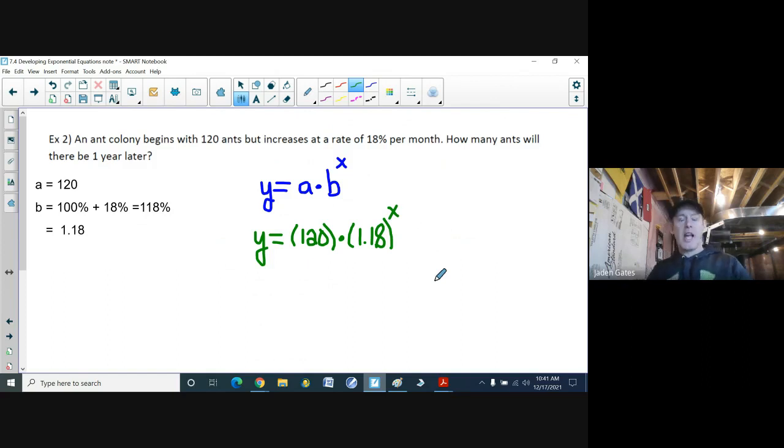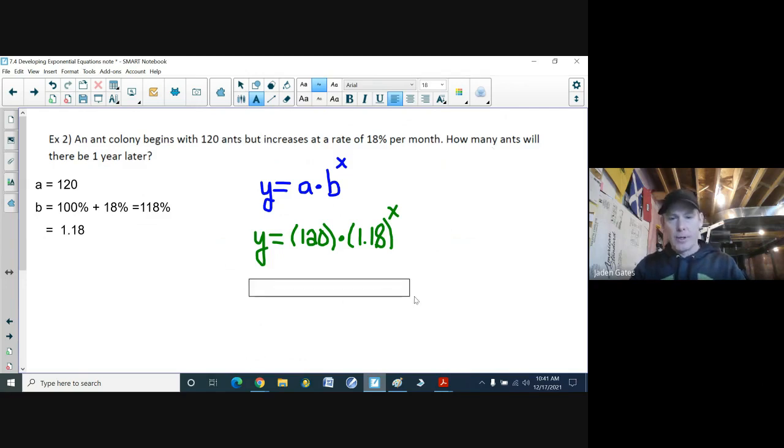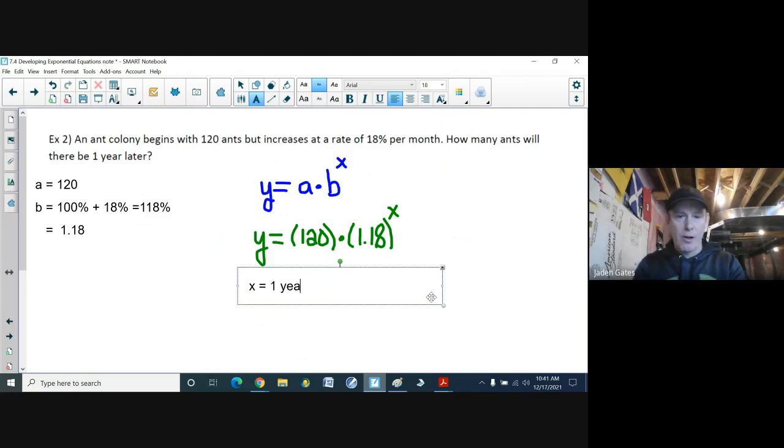Now to answer the question, how many ants will there be 1 year later? Well, x is equal to 1 year. But here's the problem: our rate is per month. So I have to convert years to months. There are 12 months in 1 year, and so our x value will be 12.